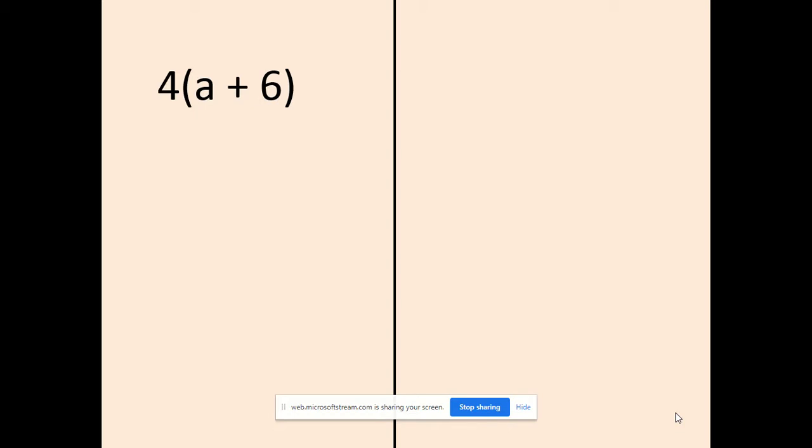So we do 4 times a first, and that gives me 4a. And then I do 4 times 6, and that gives me plus 24, and then I leave it as it is. I can't simplify that further because one of them has an a, a term with an a, and the other one is just a number, a constant. So I can't add them together. It's not going to be 28a, okay? So you just leave it as it is.